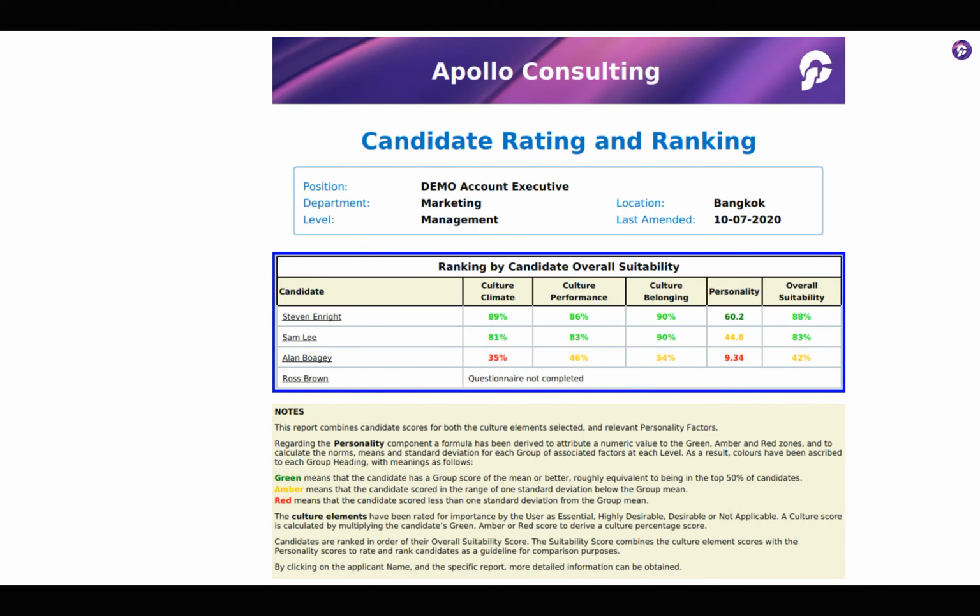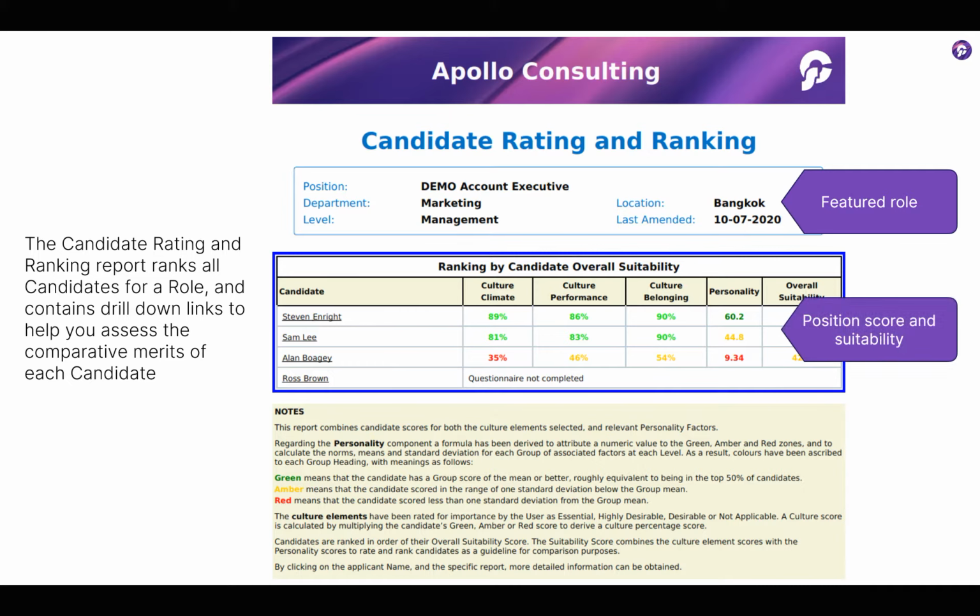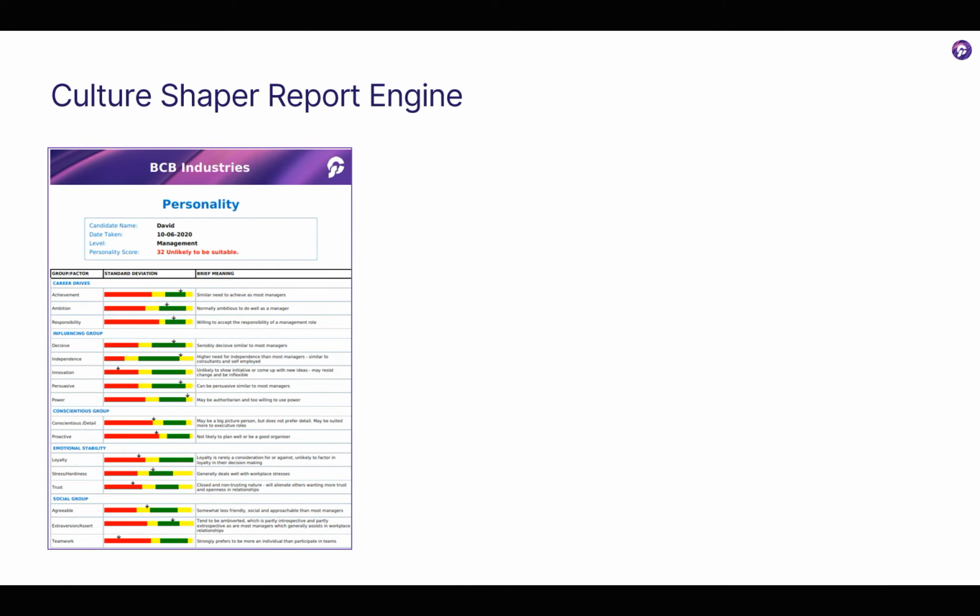With new hires, the candidate rating and ranking report is very useful. It ranks all candidates for a role and contains drill down links to help you assess the comparative merits of each candidate. It shows the role, the position score and suitability, and contains explanatory notes. The Culture Shaper report engine is comprehensive and provides for the first time metrics to actually measure culture elements. The personality report displays personality traits related to the culture elements for the role.